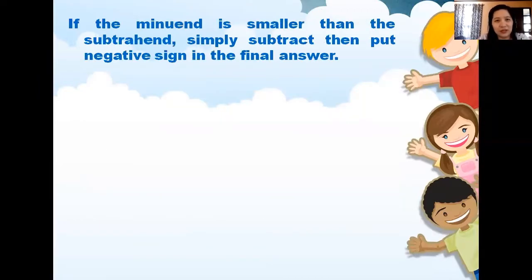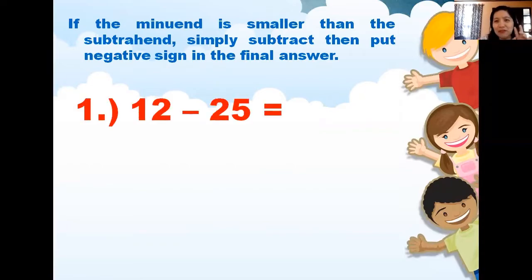What's the MATHalino rule now? If the minuend is smaller than the subtrahend, what do we do? Simply subtract and then put the negative sign in the final answer. Okay, so always look at the given values when you're subtracting. It will always give you a negative result when the minuend is smaller than the subtrahend.